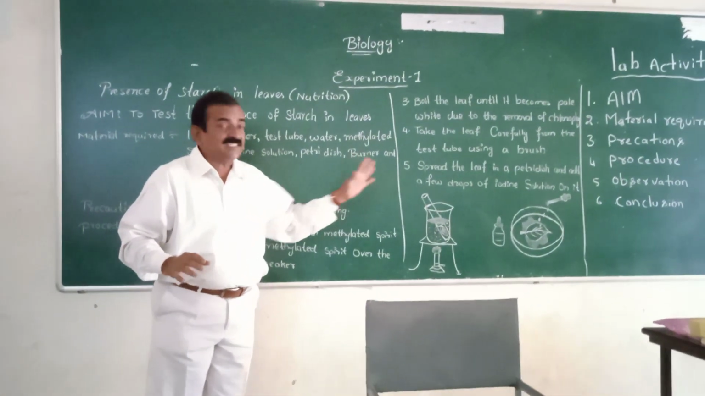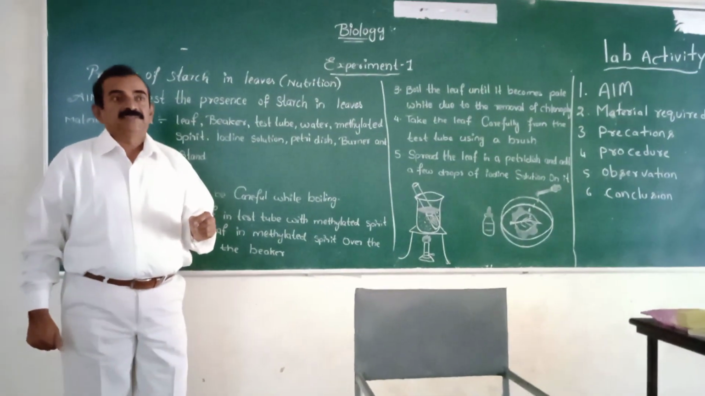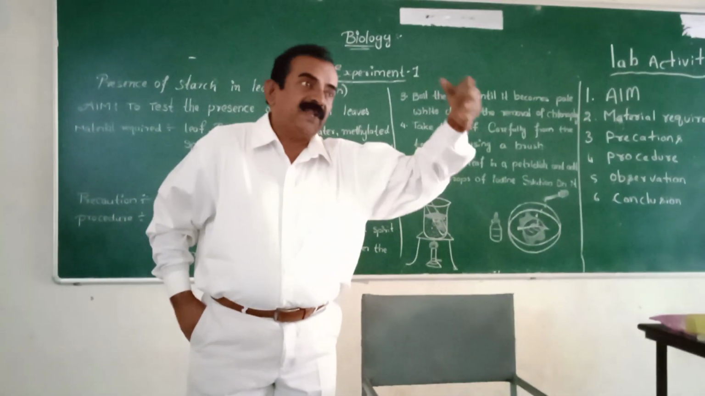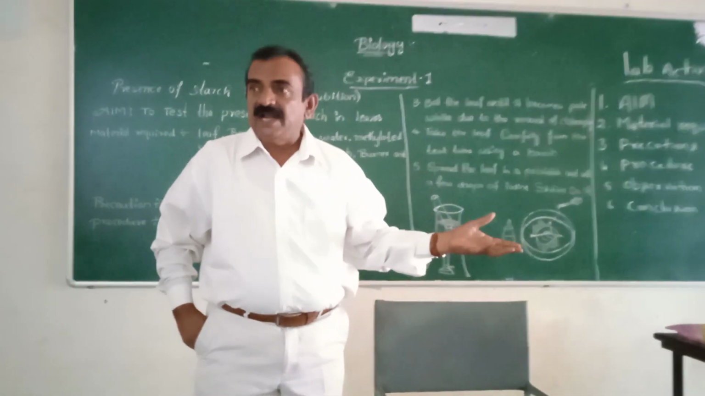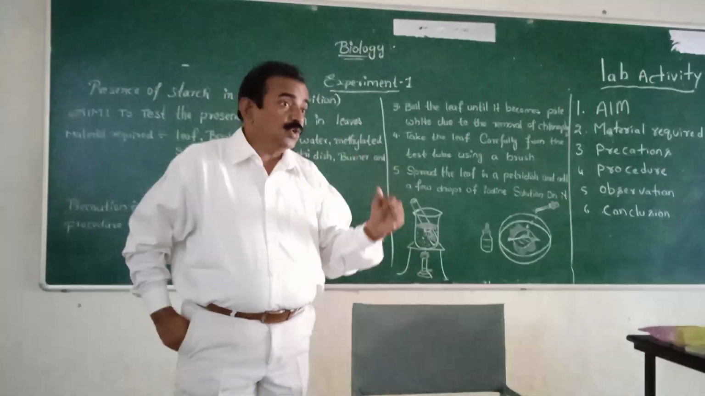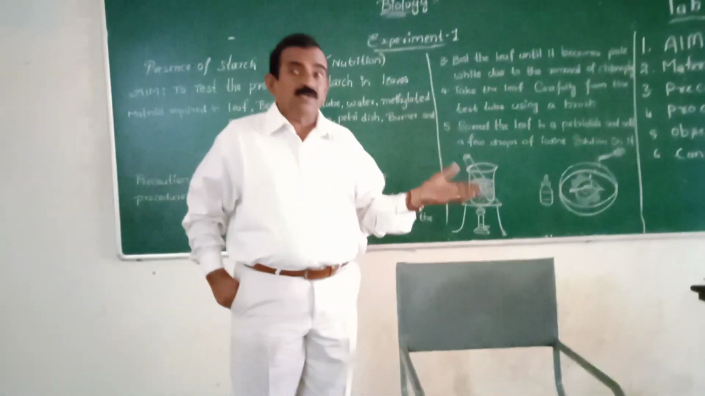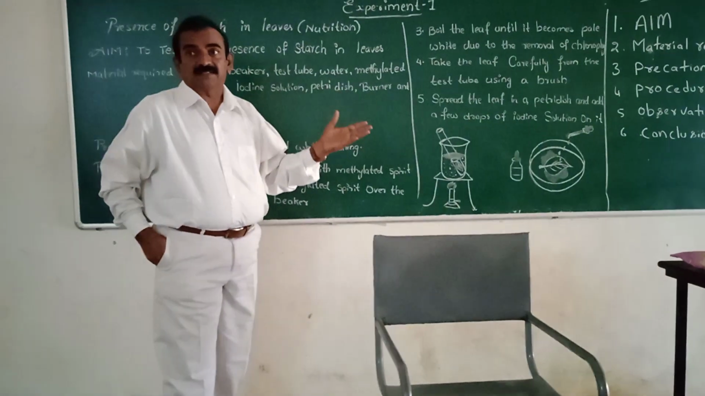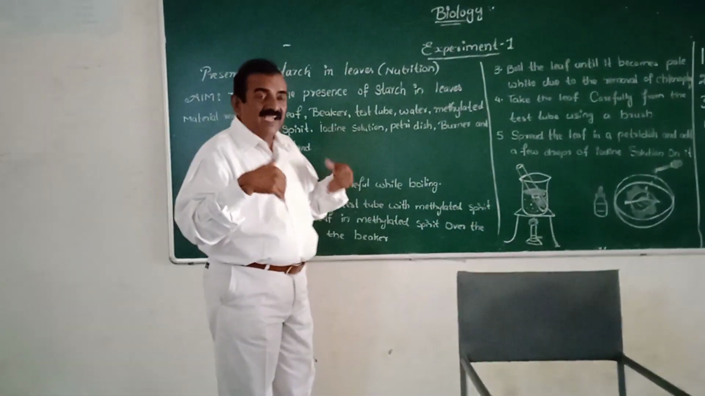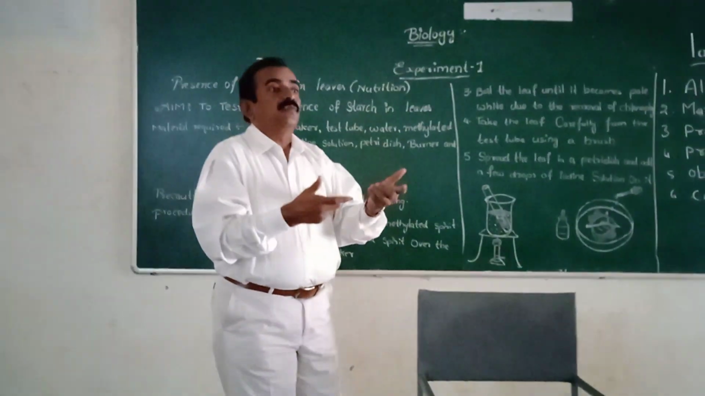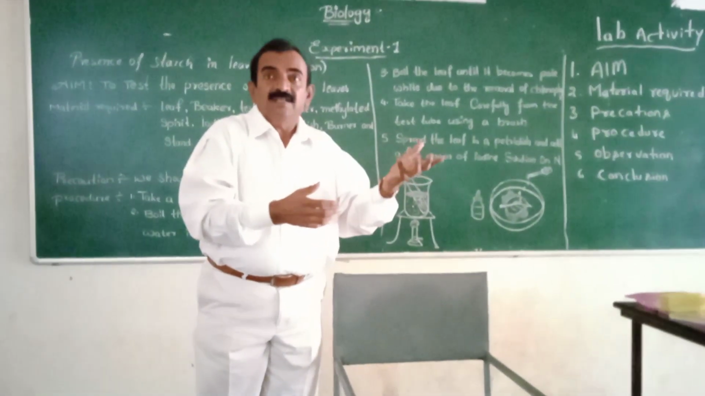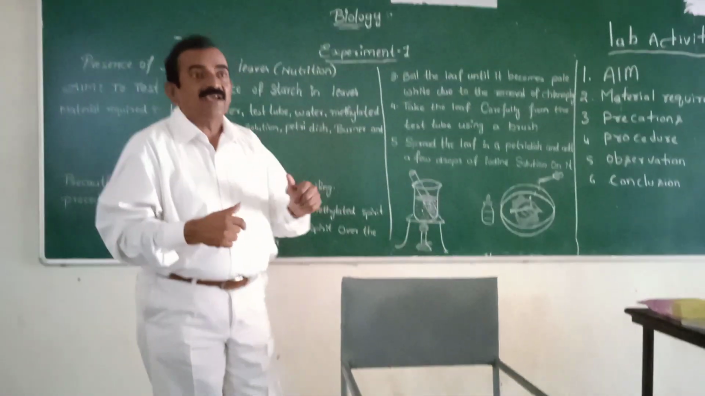Test for the presence of starch. So you know, plants prepare their own food by means of photosynthesis. So leaves are preparing food. Leaves have chloroplasts, or chlorophyll. Now in today's activity, we need to know whether starch is present in a leaf or not. That is our lab activity.